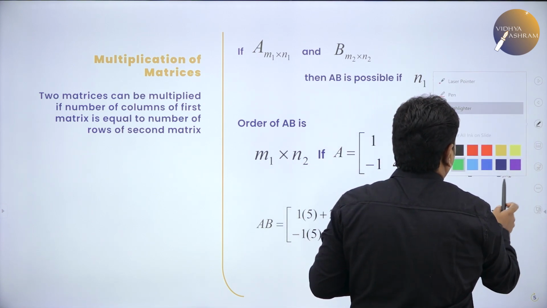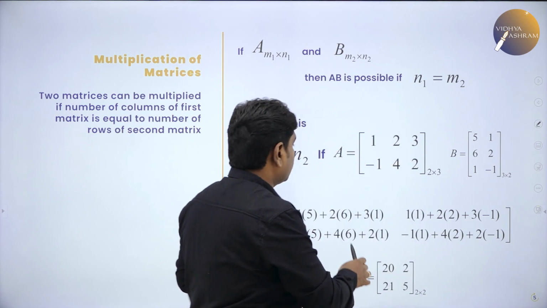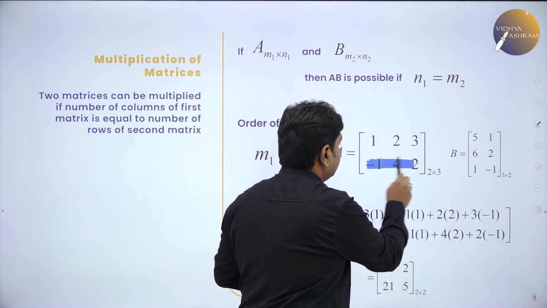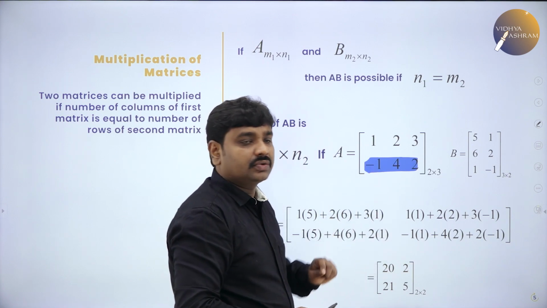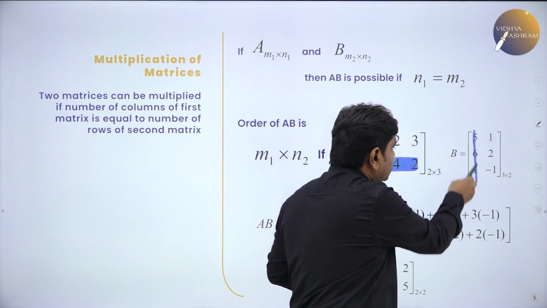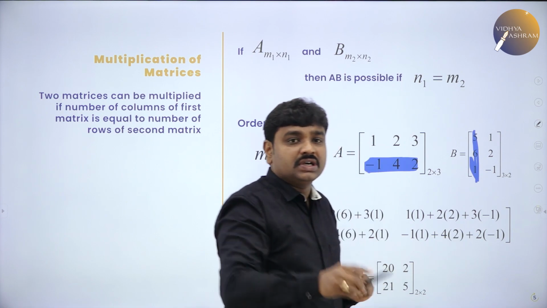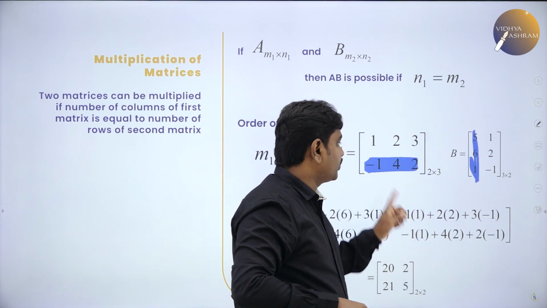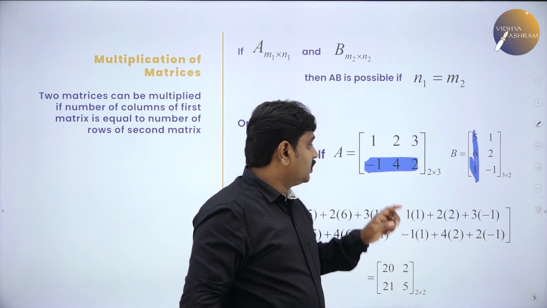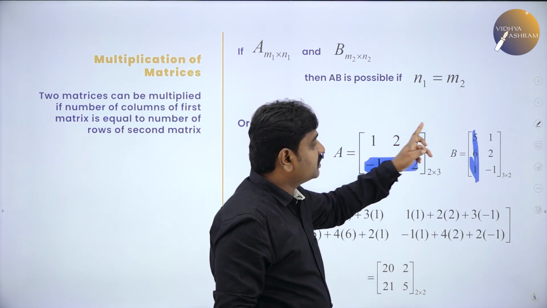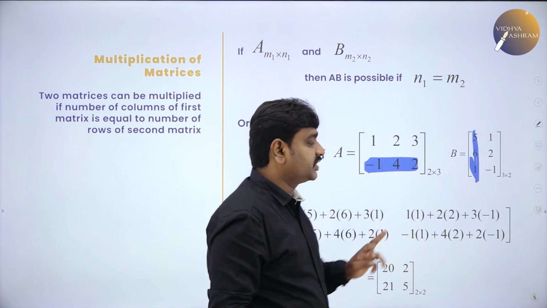Now we'll go to the second row. Second row ಏನಿದೆ 1 5 1 minus 1 4 2. Second row with first column. First column ಏನಿದೆ 5 6 minus 1. Second row with first column. Second row ನ first column ಗೆ multiply ಮಾಡಬೇಕು. How to multiply? Second row first element with first column first element.